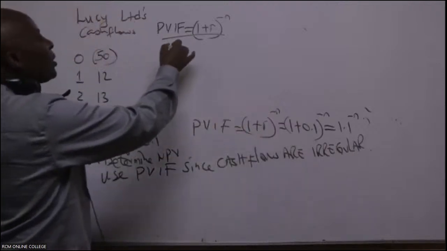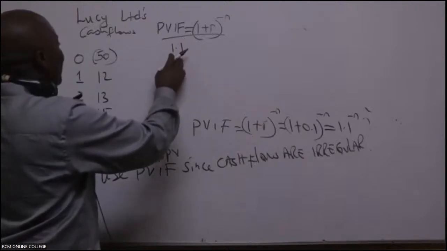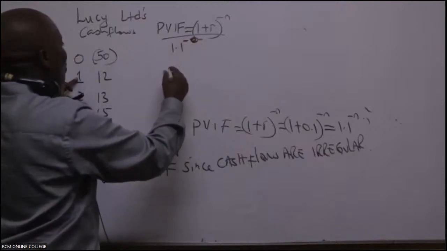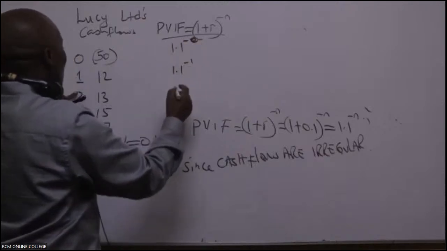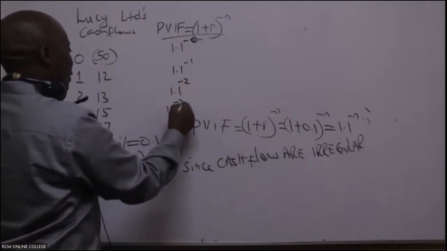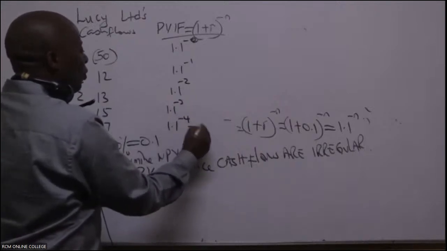Here n is normally the time period. So when I talk of 1.1 here, the time period is 0, so 1.1 raised to 0. Here I will talk of 1.1 raised to negative 1, then 1.1 raised to negative 2, 1.1 raised to negative 3, and 1.1 raised to negative 4.